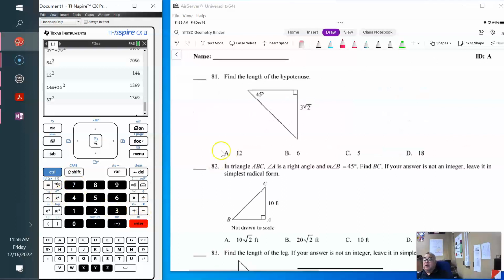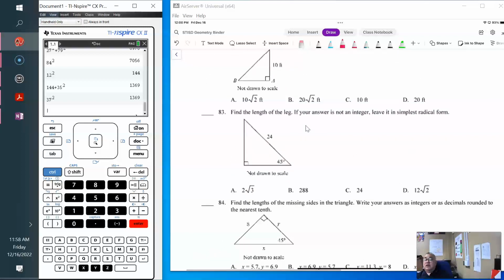Okay, 81. It says to find the length of the hypotenuse. So remember that this right here is 45, 45, 90. So this is 3 square root of 2. So this is 3 square root of 2 times the square root of 2, which is 3 times the square root of 4, which is 3 times 2, which is 6. So your answer is 6.